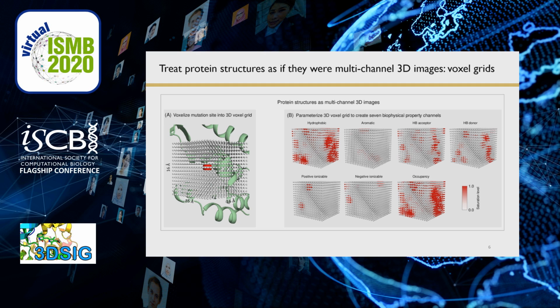We then assign a saturation level to each voxel to reflect its biophysical nature based on the biophysical properties of its neighboring atoms. In this work, we consider 7 such biophysical properties, including hydrophobicity, aromaticity, and some others. According to this analogy, a protein structure can be considered as a 3D image with 7 property channels.